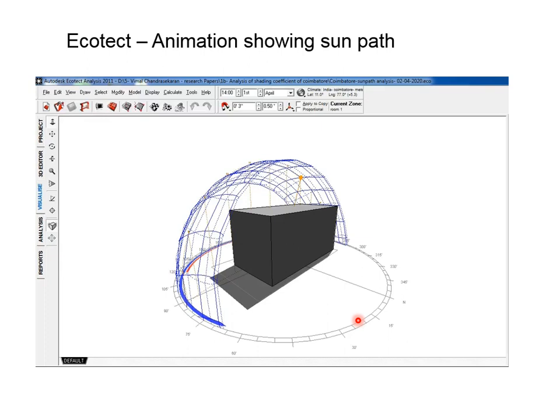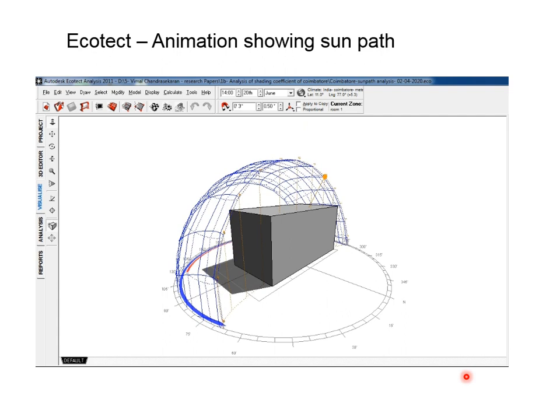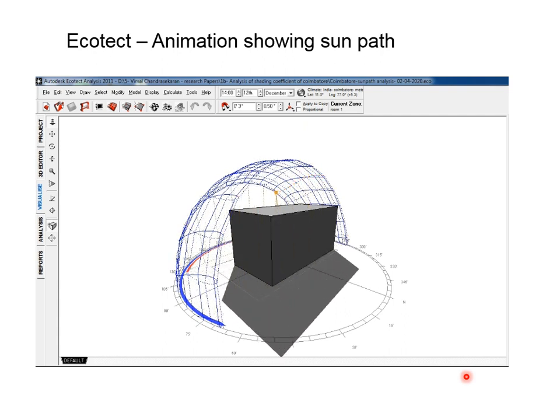So we have a very nice Ecotect animation to show you. If you can see the animation, you can understand how the sun is going to move annually. Basically it moves front and back: it moves in the northern direction from January to June, and it goes back from June to January again. So it's the annual sun path.